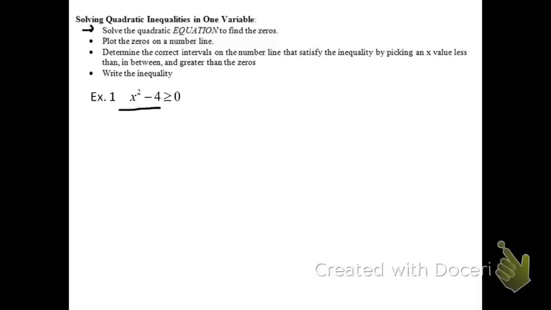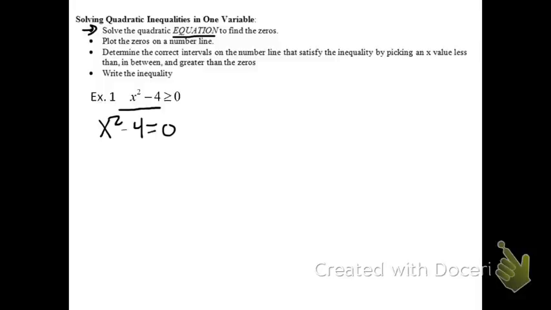First step, I'm going to solve the quadratic equation to find the zeros. It's easier to look at an equation, x squared minus 4 equals 0, because that's what we spent the whole chapter trying to solve. We could probably solve by taking square roots, but since factoring is usually how we're going to solve almost all the problems, at least in my class for these inequalities, let's practice factoring.